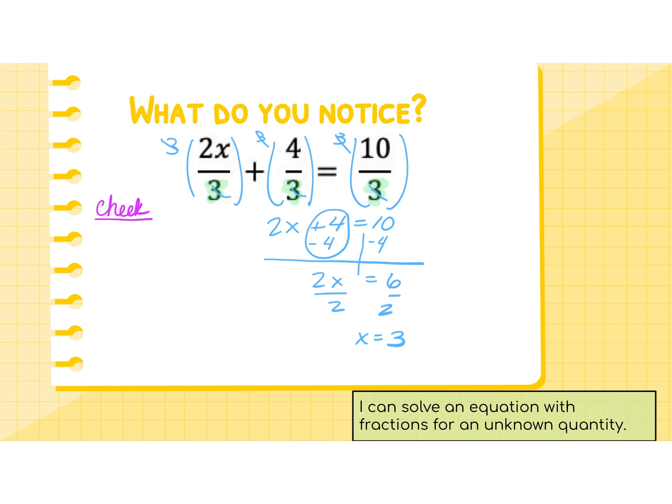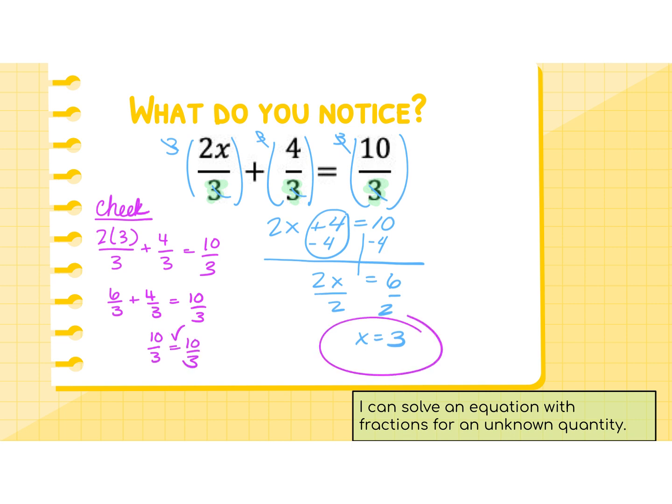So wherever there is an x, we would put in a 3. And we would do that all the way across and continue on with our multiplication. So we have 6 over 3 plus 4 over 3 equals 10 over 3. And we do have 10 over 3 equals 10 over 3. So we know that our answer is correct.